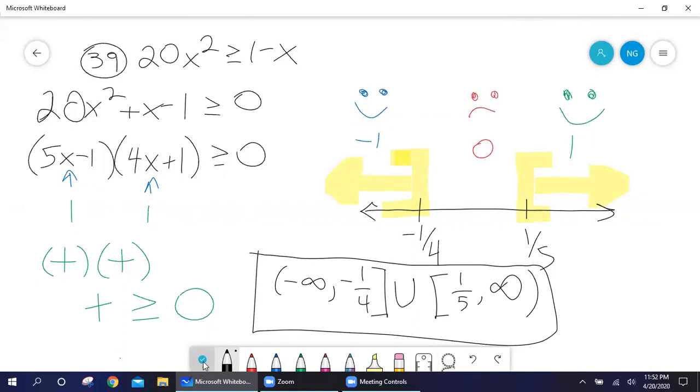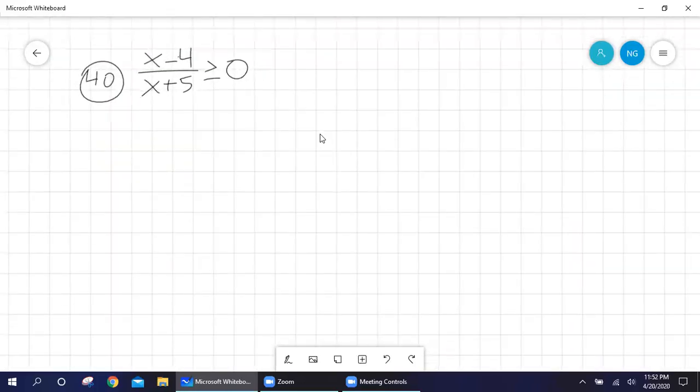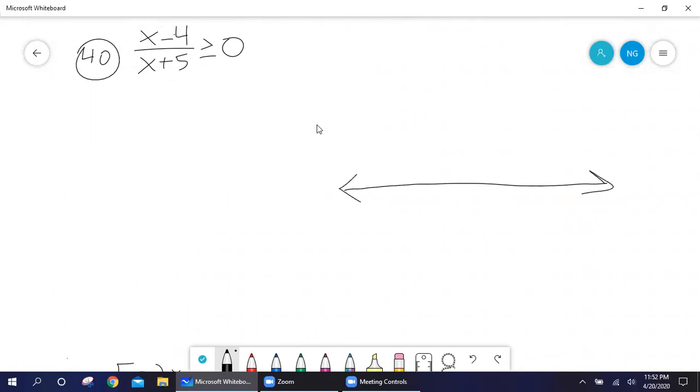Number 40 looks at a rational expression. Now this one has already been factored and I've already got 0 on one side, so we're good there. I'm going to look at what makes both the numerator and denominator 0. The number that makes the numerator 0 would be 4. The number that makes the denominator 0 would be -5. Those are going to become my critical points.